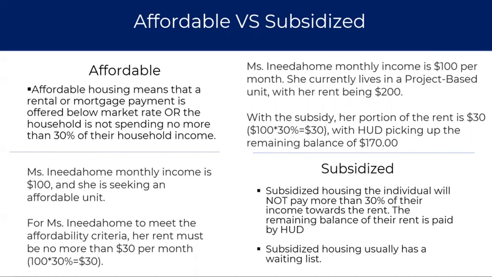With this particular scenario, you're asking, how can she afford $200 when in the last scenario, in order for it to be affordable based on her income, she cannot pay more than $30? Well, with the subsidy, her portion of the rent will still be $30, with HUD picking up the remaining balance of $170. So hopefully you can see in these two scenarios how and why low-income families will need subsidies in order to make their rent affordable.